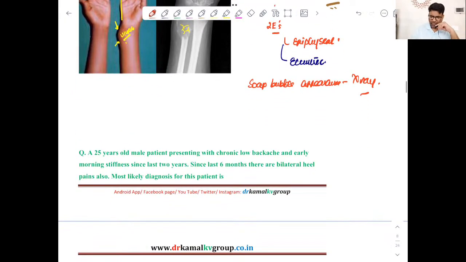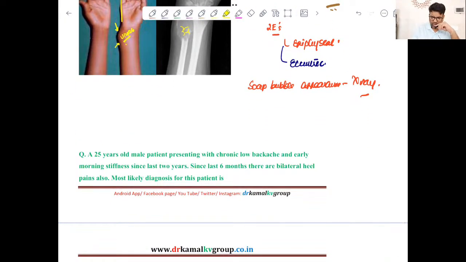Chalo, next question. Again, look at the age first, right? Then low back pain and early morning stiffness, and he has now heel pain also. What can be the diagnosis? Low back pain, early morning stiffness. This is actually stiffness of the back.